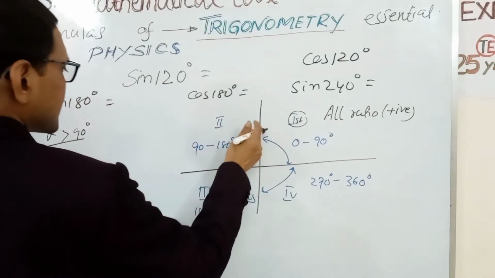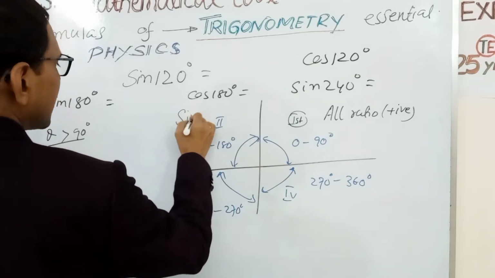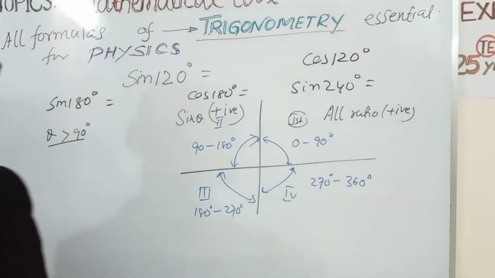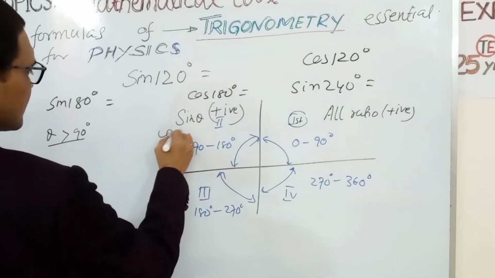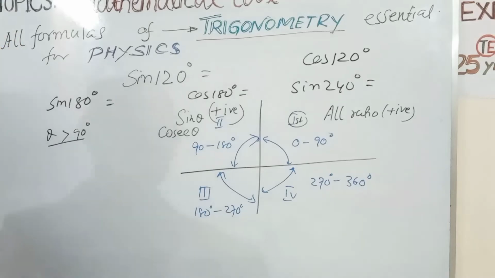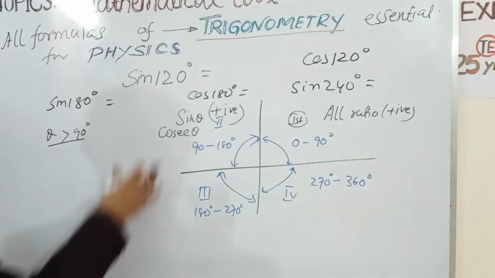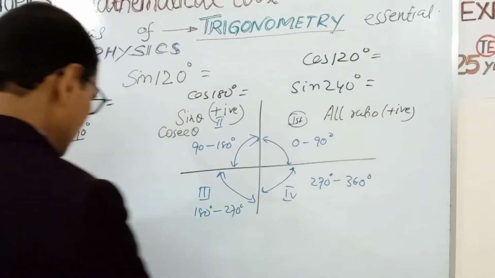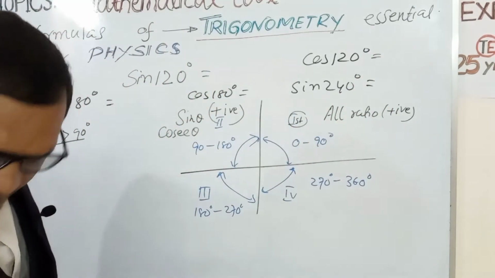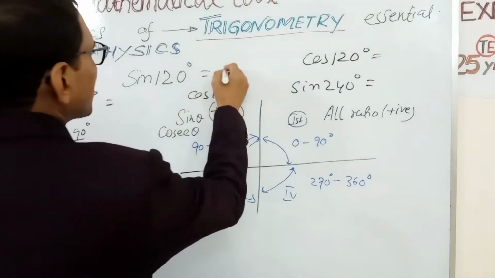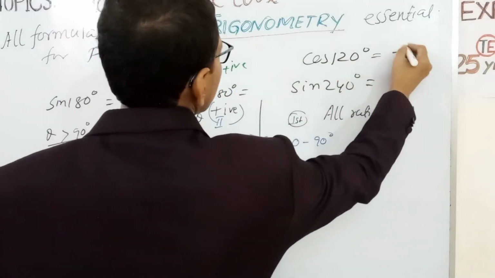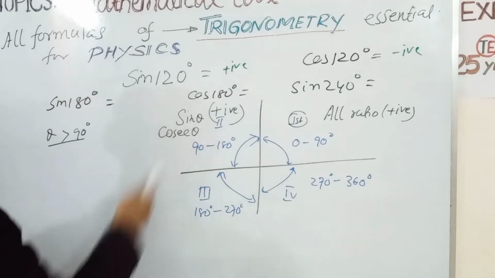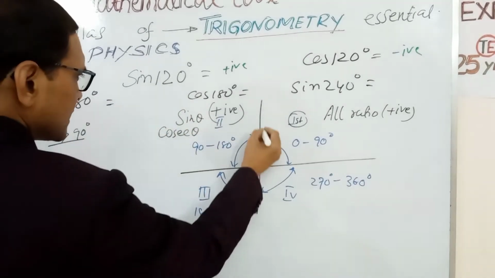If the angle is in the second quadrant, only sine theta is positive. Sine theta and its reciprocal, that is cosec theta, are positive. Suppose sine 120 degree, the value of sine 120 degree is positive, but cos 120 degree will be negative, because sine theta and cosec theta are positive in the second quadrant.